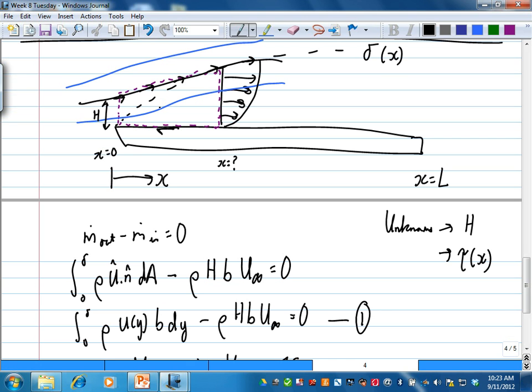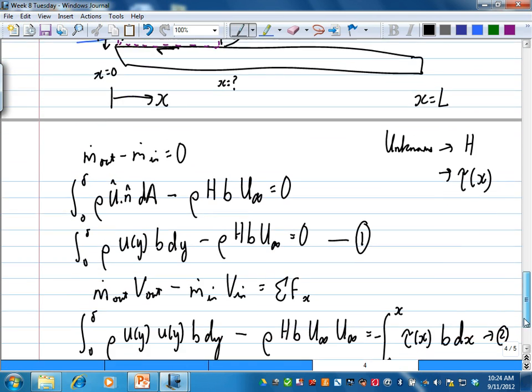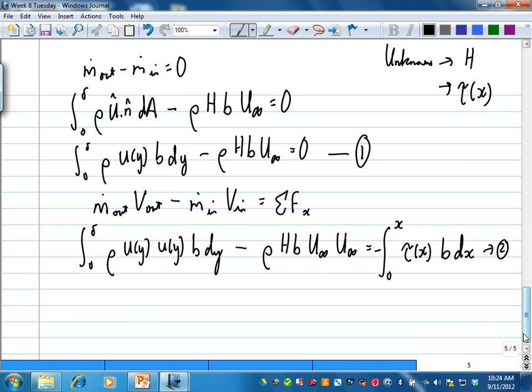Gravity force, neglect, viscous force for outside here, can neglect. Here is outside the boundary layer. This part here, there's no shearing. The only shear stress part is here. So that's the only force. Okay? And the third equation is du on dy at y equals to 0 is equal to shear stress.